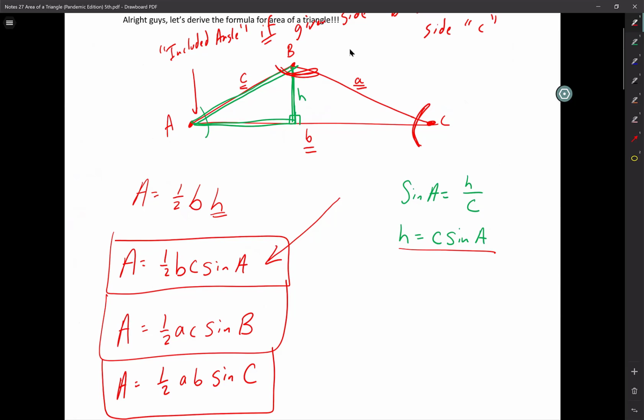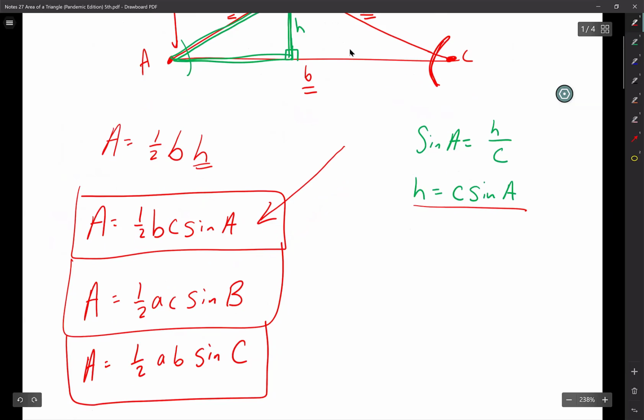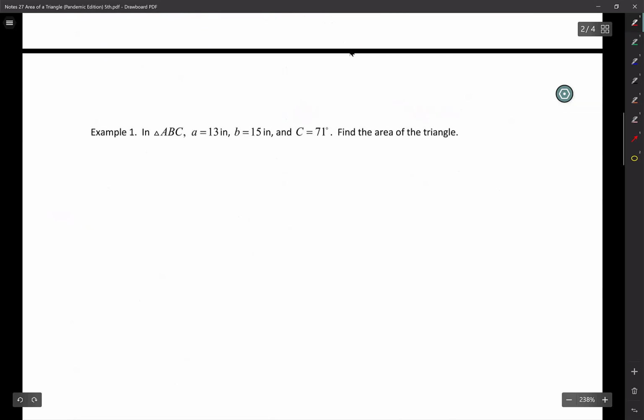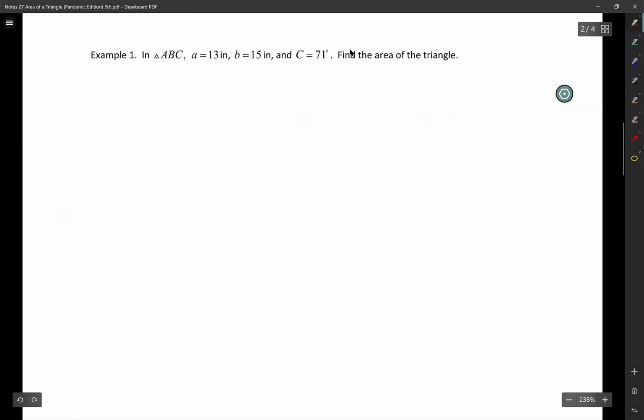All right. How do we use this? Like this, guys. It's very easy. So look at example 1. In triangle ABC, little a is 13, little b is 15, and angle C is 71 degrees. Find the area of the triangle. Look how easy it is, guys. NTS for not to scale.